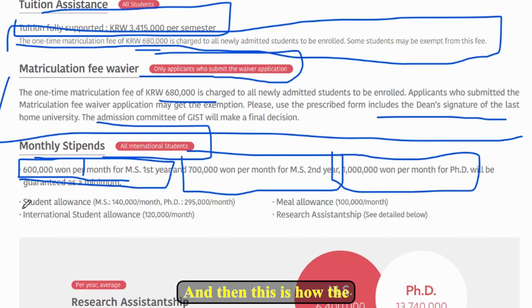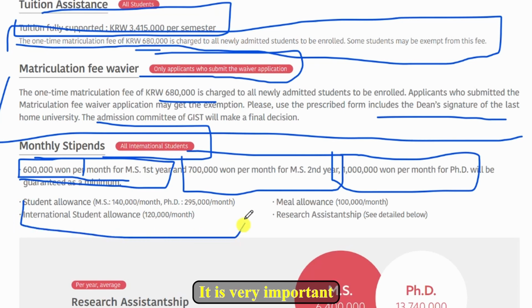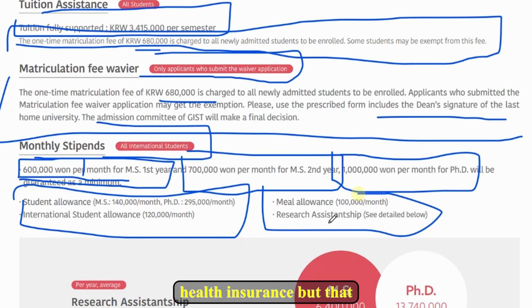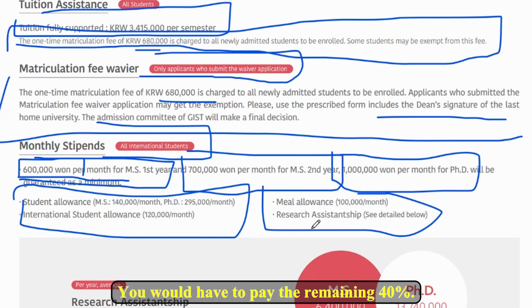And then this is how the money has been broken down. It is very important that you look at this. They would support even your health insurance, but that will be 60% coverage. You would have to pay the remaining 40%.